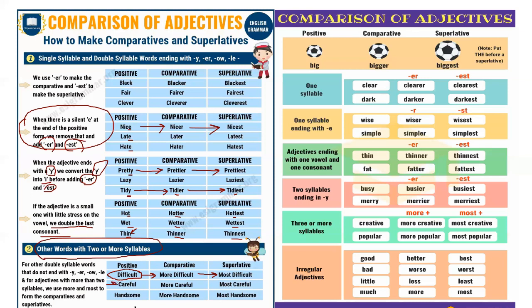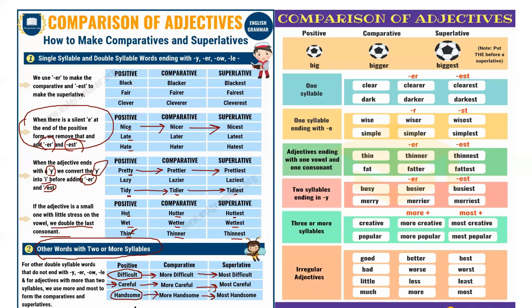Okay, careful. Careful is actually two syllables, right? But you need to use more careful and also most careful. Handsome also is actually 2 syllables, but this is one where you need to use more and then most.